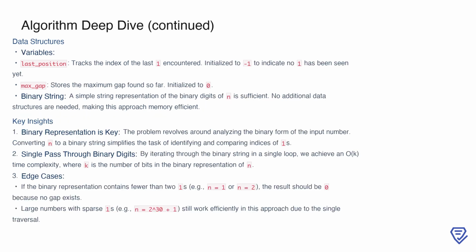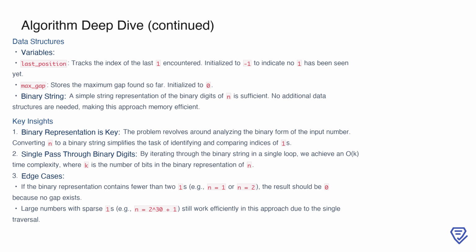To solve this problem, we rely on a few simple data structures. The variable last_position helps us track the index of the most recent one, while max_gap keeps track of the largest gap found so far. Both are initialized efficiently, with last_position set to -1 and max_gap set to 0. The binary representation itself is stored as a simple string, which is sufficient for our needs and keeps the solution memory efficient.